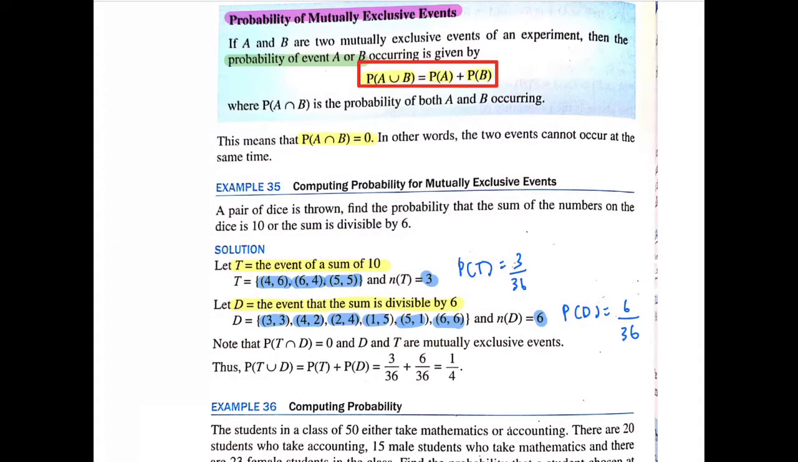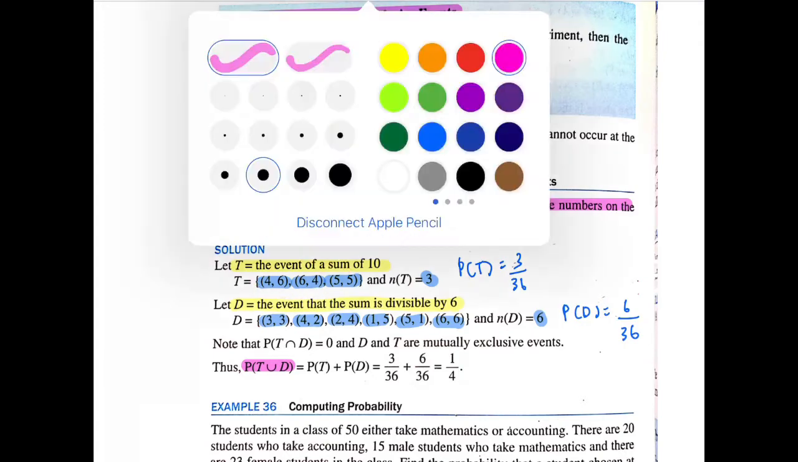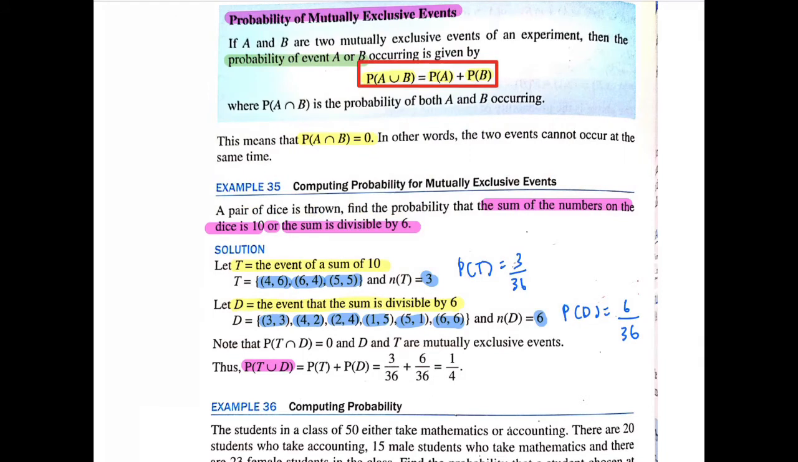Now let's solve what the question wants, which is the sum of numbers on the dice is 10 or the sum is divisible by 6. Therefore, let's use the notation P(T union D). Since the events are mutually exclusive, you don't see any common elements between the two events. Therefore, we just use the formula for mutually exclusive events, P(T) plus P(D). Just take the value of P(T) plus the value of P(D), and you'll get your final answer, which is 1 over 4.